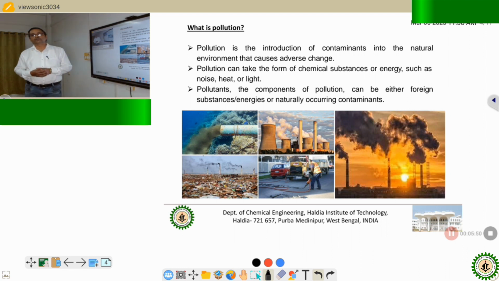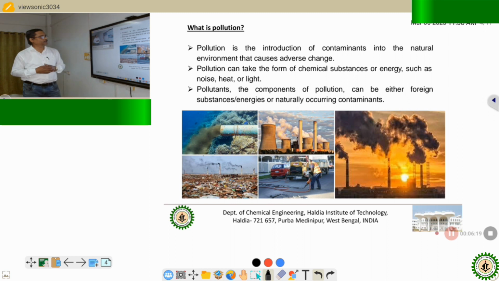So ultimately, we should know what is actually pollution. Pollution is the introduction of contaminants into the natural environment that causes adverse change. Pollution means that if the concentration of any specific component is more than that specified, then that component is posing pollution. But if it is within the limit, that is not pollution.